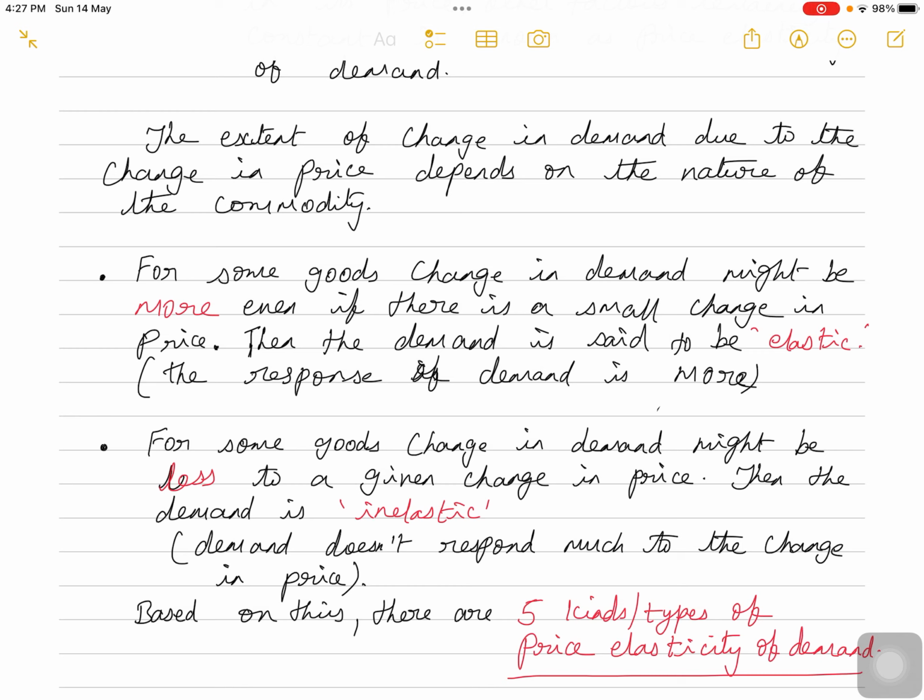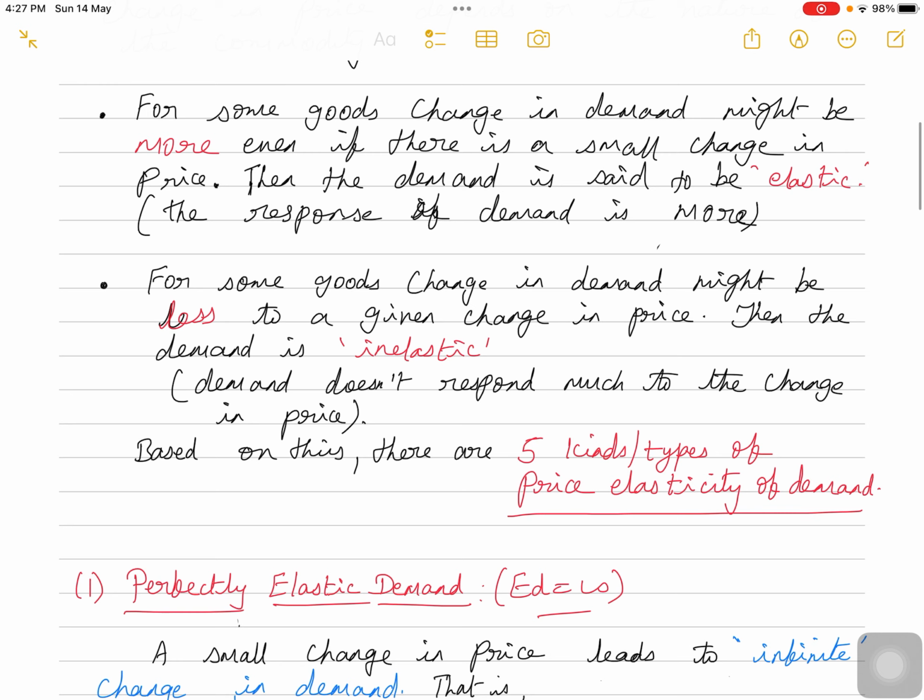So for some goods, change in demand might be more even if there is a small change in price, then the demand is said to be elastic. That means the response of demand is more. We are reacting so much because of the change in price of the commodity. If we don't react that much, then it is inelastic. For some goods, change in demand might be less due to a given change in price, then the demand is inelastic. The demand doesn't respond much to the change in price. It is like a thread. When demand responds more because of the change in price, that is like a rubber band.